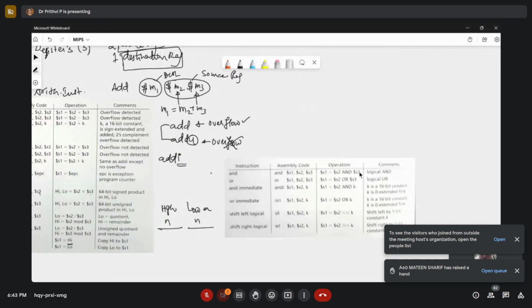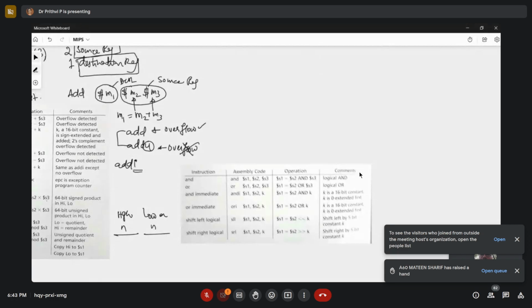Now the other one is the logical instruction. What is this logical instruction mentioning? Again, this is a 3 address format only, and here we are taking S2 and S3 as the source registers, and S1 is the destination. These are the logical operators that will be used in MIPS. For AND, the contents of the registers will be taken, the logical operation will be performed, and that will be stored onto S1.